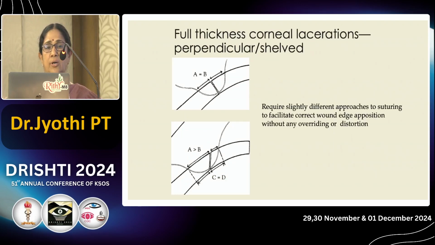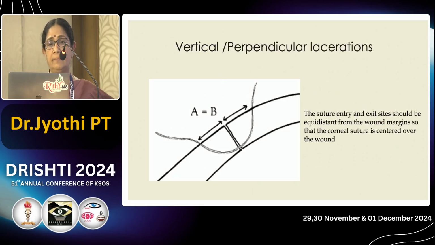Full thickness corneal lacerations can be perpendicular or shelved, which requires slightly different approaches to suturing to facilitate correct wound edge apposition without overriding or distortion. In a vertical or perpendicular laceration, the suture entry and exit sites should be equidistant from the wound margins so that the corneal suture is centered over the wound.